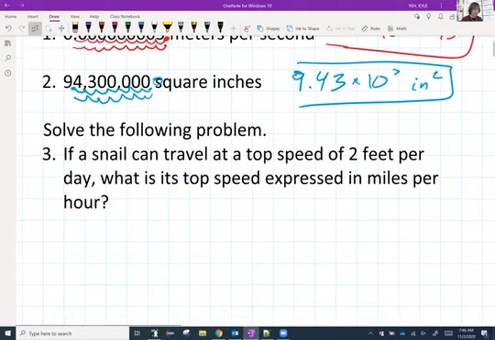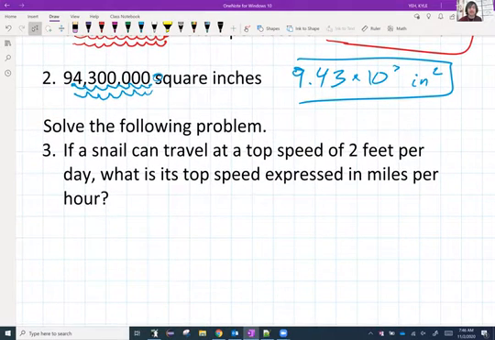And here it is. If a snail can travel at a top speed of 2 feet per day, what is its top speed expressed in miles per hour? It can go 2 feet per day, and we want to go miles per hour. So this is a technique. It has a few different names. I think probably the most common one is dimensional analysis, because we're looking at dimensions, we're looking at units, and we're going to be converting.